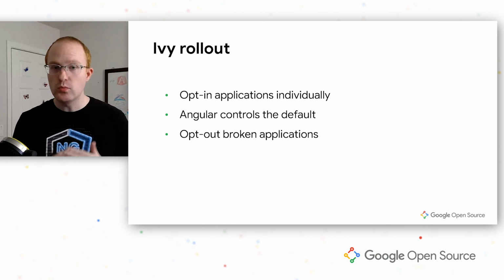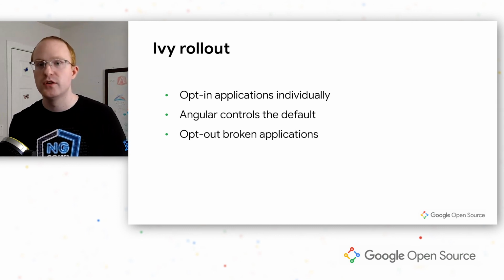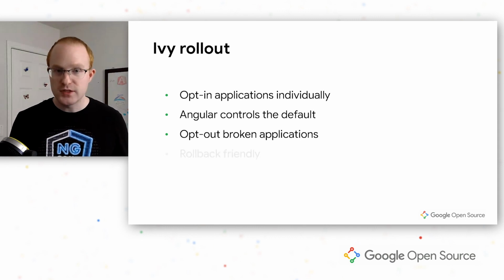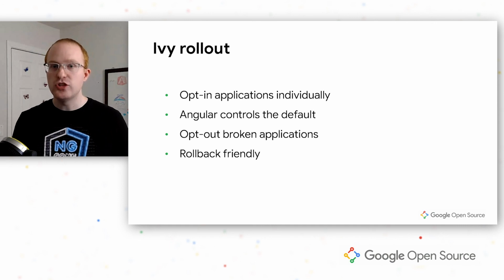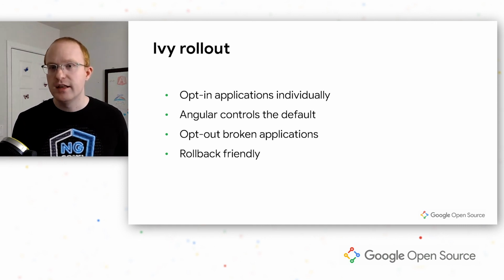Similarly, we can opt out broken applications by having them just explicitly pass ivy attribute equals false, and they will be protected from the change in default value. We can also leverage this as a rollback strategy. When the default changes, everyone moves to Ivy, but if one application finds a production outage, then they can simply add ivy attribute equals false, and it will roll them back without affecting anybody else.